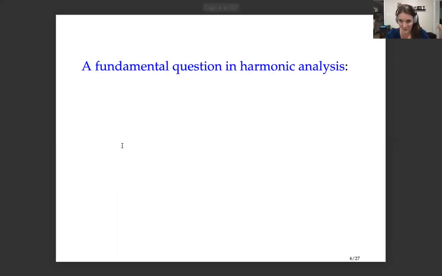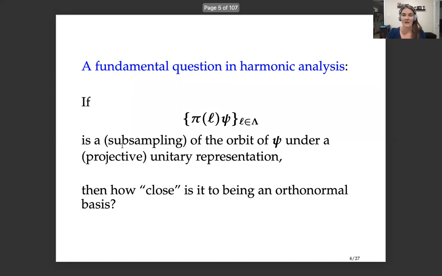All right, so we're all harmonic analysts. And a fundamental question that many of the people sitting in this room have asked is, we take some function psi in some function space, typically it's L2 of some measure space, and then we have some projective or just unitary representation of some group, and we subsample that representation and we look at the orbit of this vector psi under that subsampling of this representation. And we ask, how close is this to being an orthonormal basis?